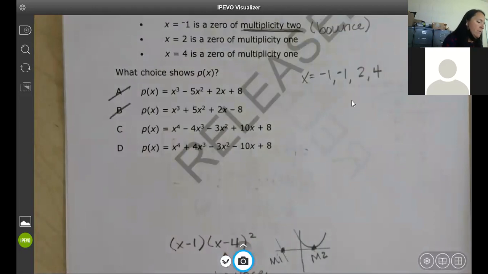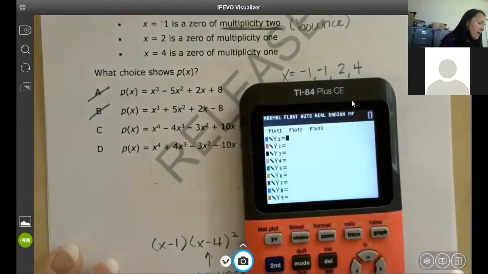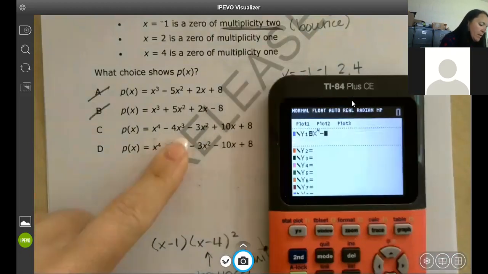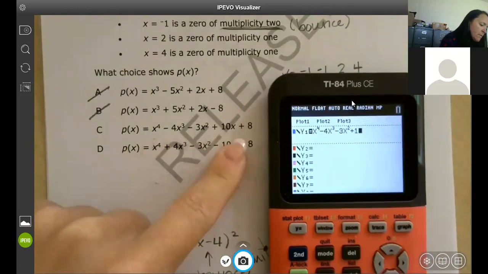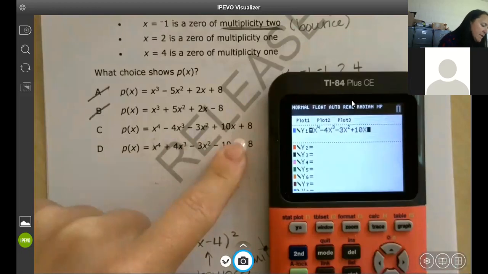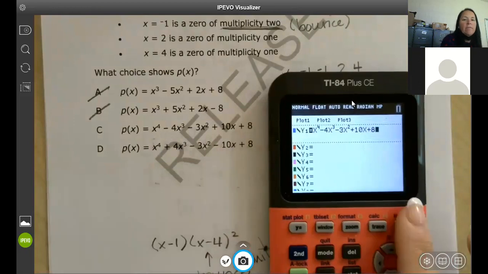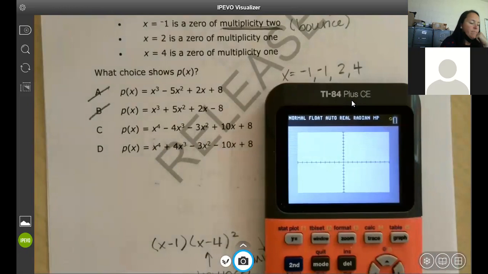Actually, I'll just do it in my regular calculator, just so you guys can see it in there. It works either way. I'm going to put this in: x to the 4th minus 4x to the 3rd minus 3x squared plus 10x plus 8, to make sure I put it in right. And then I'm going to graph it. And I'm looking for those 4 answers.